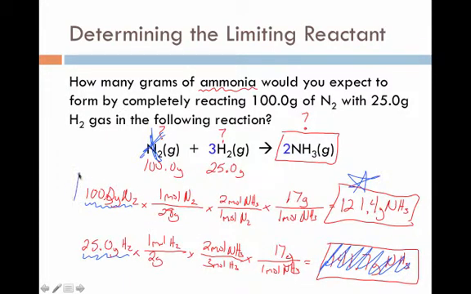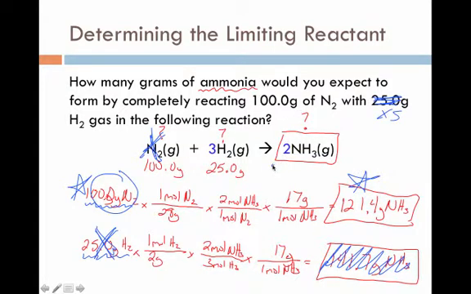That means for us that nitrogen gas is limiting. We will never use this 25 grams of hydrogen here. We could actually go back up in the problem and replace this with the word excess, and we'd get the same exact answers. And that's basically what we've just determined, that the hydrogen gas is in excess and the nitrogen gas is the limiting one.